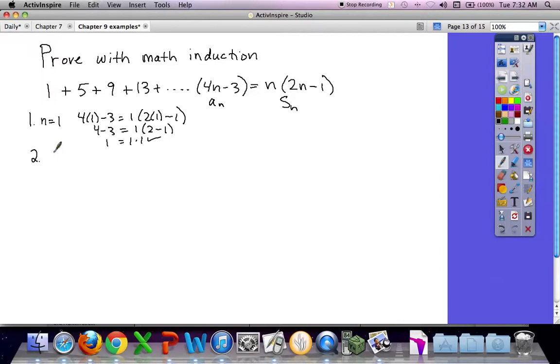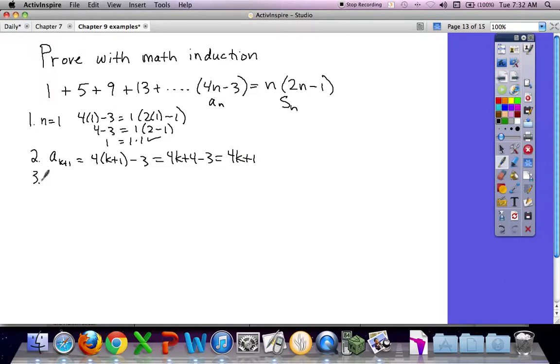Once we know it works for n equals 1, we have to check to see if we assume it works for n equals some integer k, that necessarily means it works for k plus 1, i.e. the next integer. So we're going to need, in order to do this, to substitute k plus 1 in our an formula. And that is 4 times k plus 1 minus 3, which is 4k plus 4 minus 3, which is 4k plus 1.